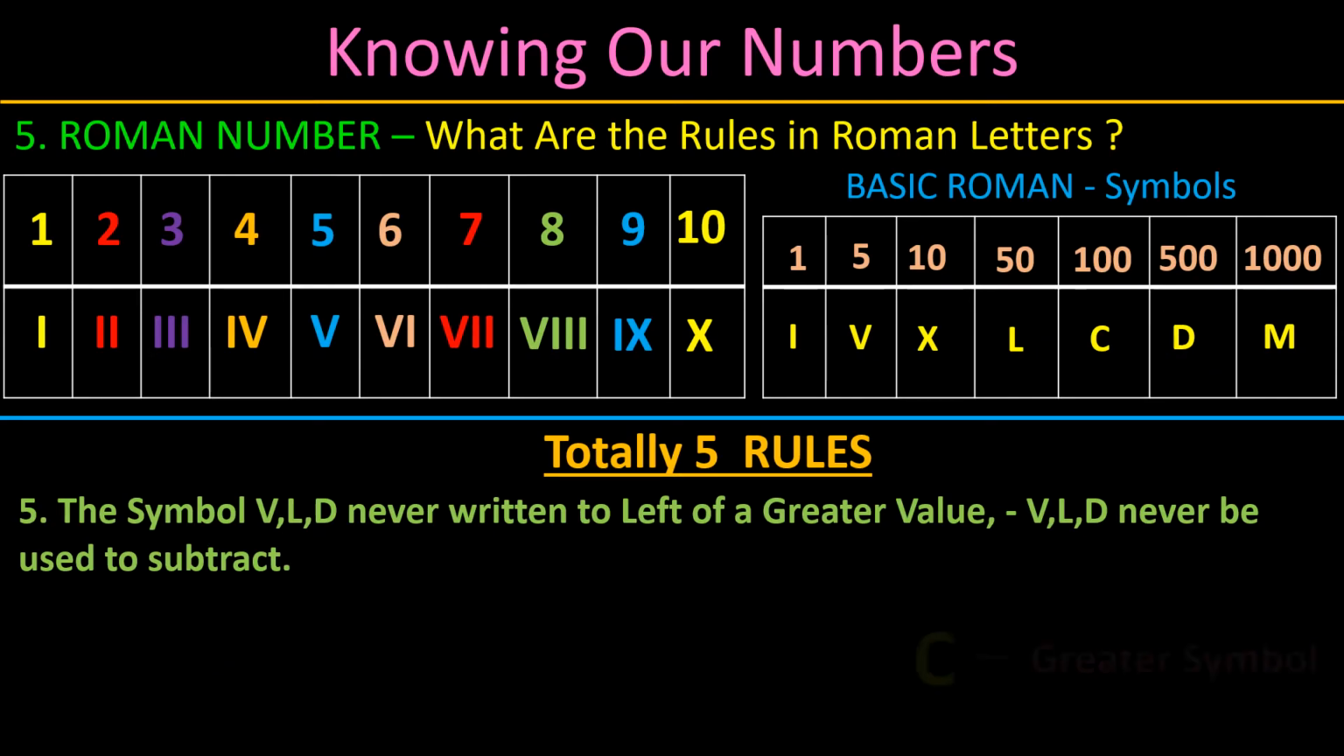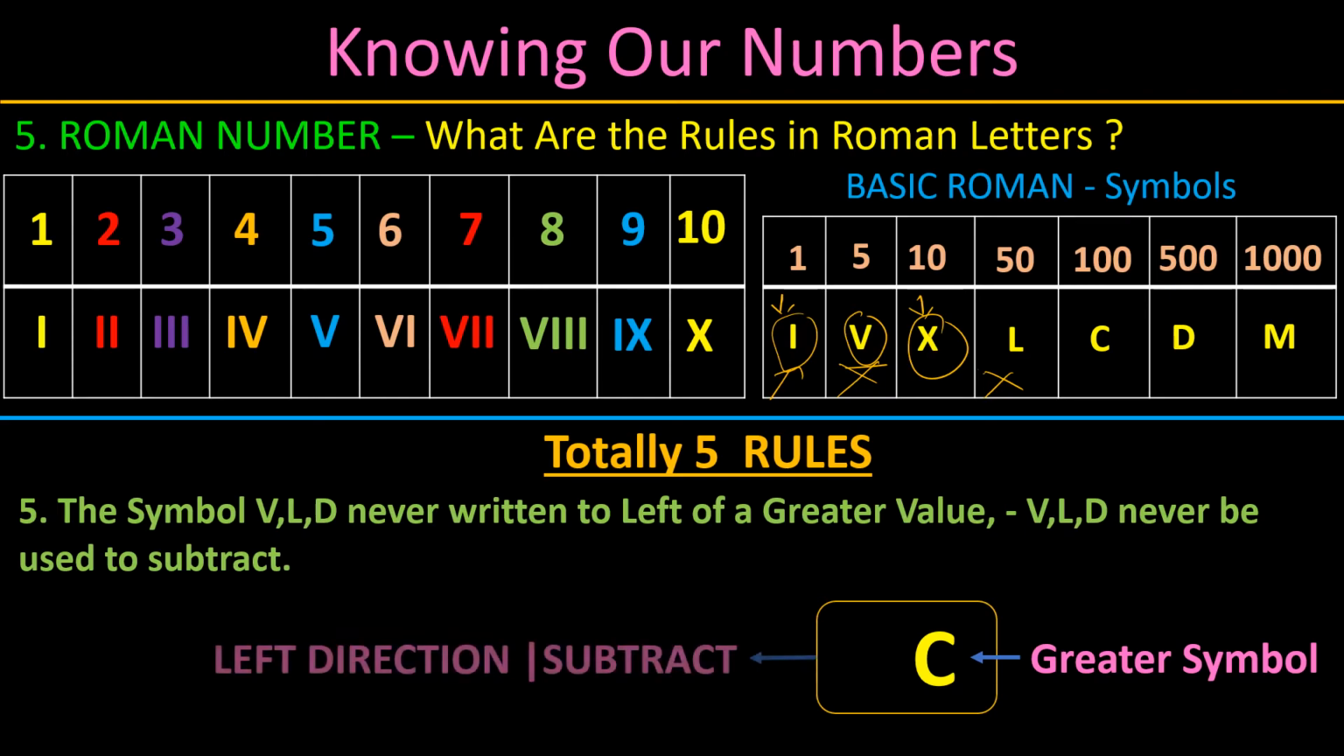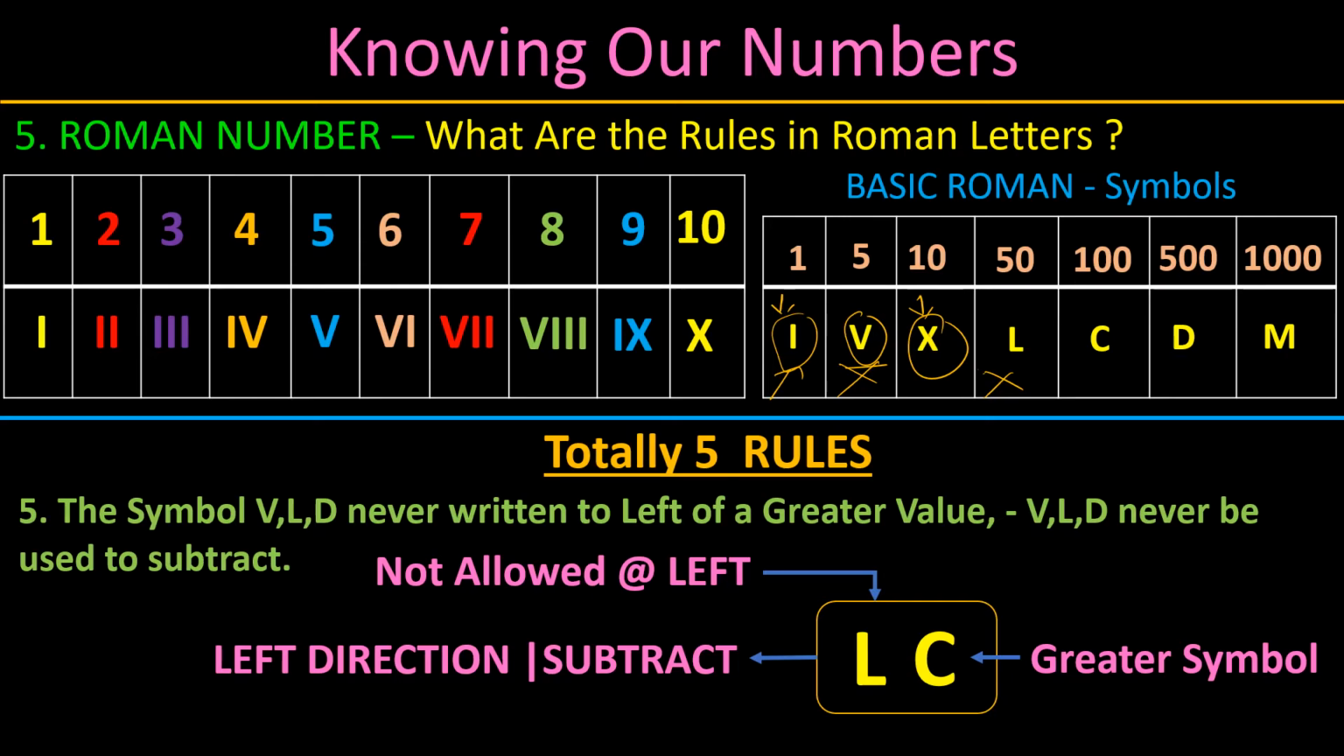Let me go with another number. C is a larger number, and anything behind these are smaller numbers. L is smaller, V is smaller, X is smaller. X can be repeated, I can be repeated, but V and L are not repeated. Also, I and X can be used in subtraction, but on the left. So we cannot write it like this with L here. This is not allowed. Let's see why it is not allowed.